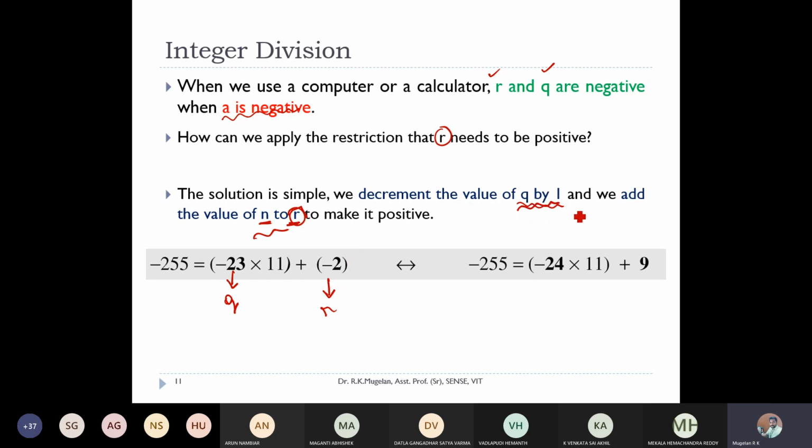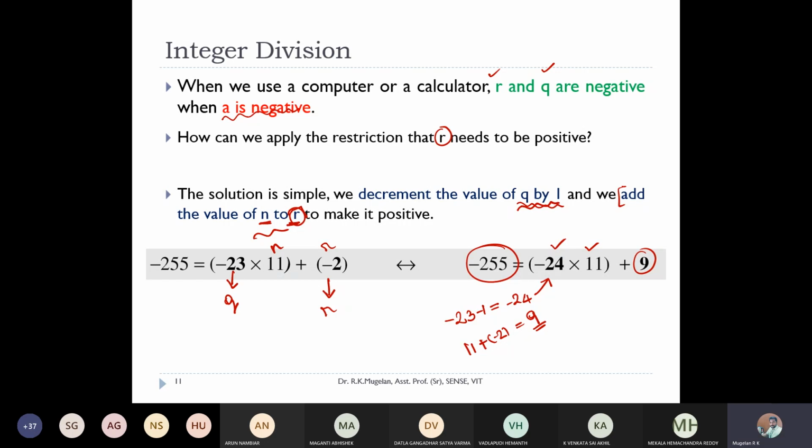Decrement your value of q by 1. You already got your value of q to be minus 23. Decrement it by 1 so that I'll get minus 24. And you have to add the value of n to r. This is n and this is your remainder, right? So 11 plus the remainder, minus 2, you'll get the value of 9. Now if you solve this expression, minus 24 times 11 plus 9, your a will be the same value as minus 255.